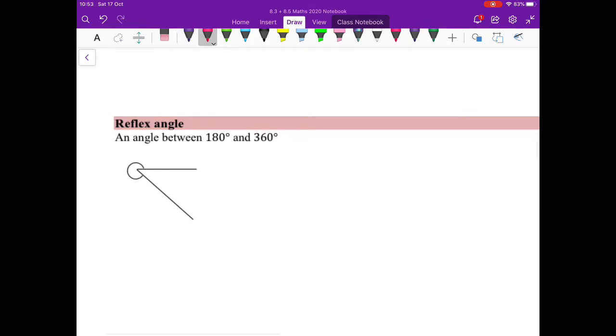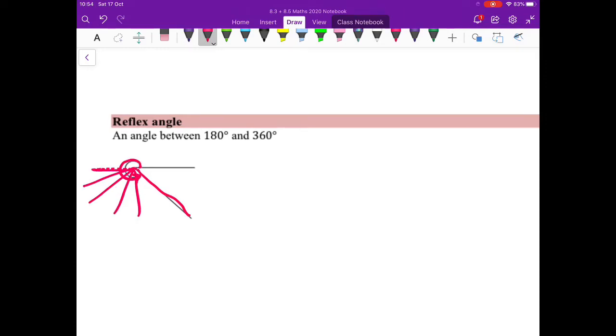A reflex angle is any angle that is greater than 180. So in other words, any angle between these two lines, and it starts from 0. That is a reflex angle, and you will see if we're talking about the reflex angle, your sign to indicate it is like that. If I was talking about the other angle, it would be indicated like that.